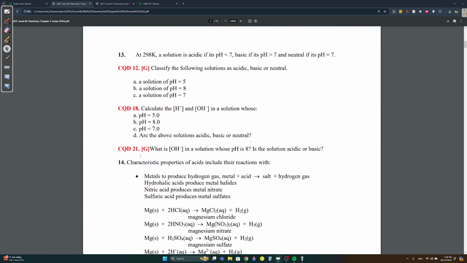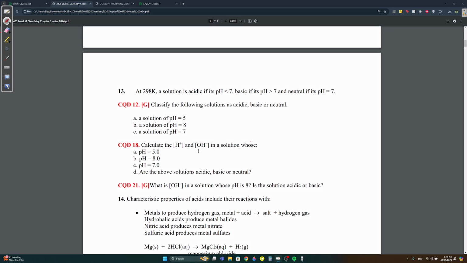Calculate H plus, classify. Okay, these are all easy. Let's say you want to find the concentration of H minus. We know that you just divide 10 to the power of minus 14. Listen, concentration of H plus times concentration of H minus is equal to 10 to the minus 14.